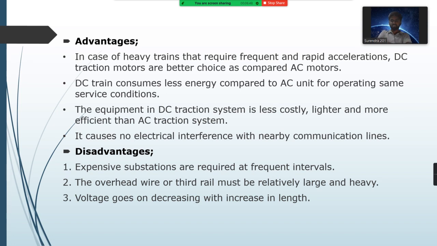Coming to the disadvantages: expensive substations are required at frequent intervals. The overhead wire or third rail must be relatively large and heavy. Voltage goes on decreasing with increasing length.